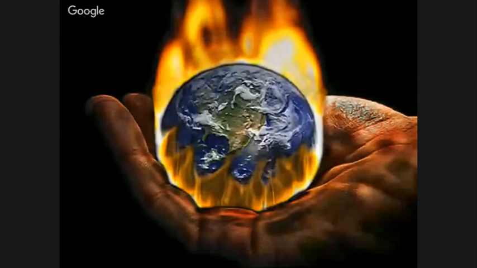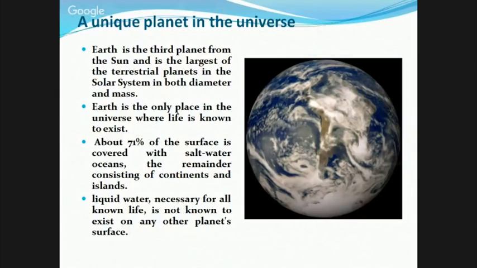I think this is just a first slide which shows that the planet Earth is burning, and the reason for this, I think you can all understand, is that we are doing so many activities which are causing a lot of degradation on the planet Earth. What we find is that we are having the problem of global warming and other issues related to this particular environment system.